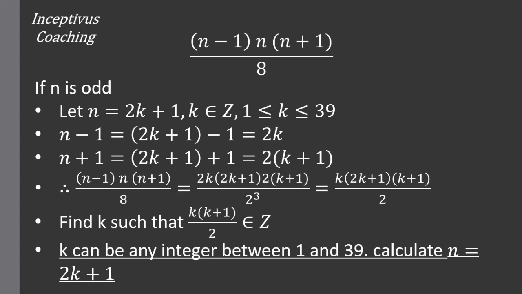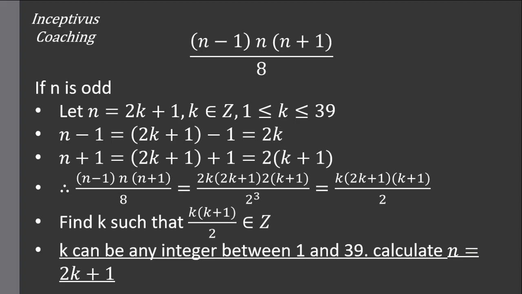Now, using this expression of n, we can write n minus 1 as 2k plus 1 minus 1, which is 2k, and this is an even number. We can write n plus 1 as 2k plus 1 plus 1, which is equal to 2 times (k plus 1), and this number is also even. Therefore, the expression given by the question, (n minus 1) times (n plus 1) over 8, we can rewrite as 2k times (2k plus 1) times 2 times (k plus 1) divided by 2 to the power of 3. And if you want, you can cancel out the 2s on the top.